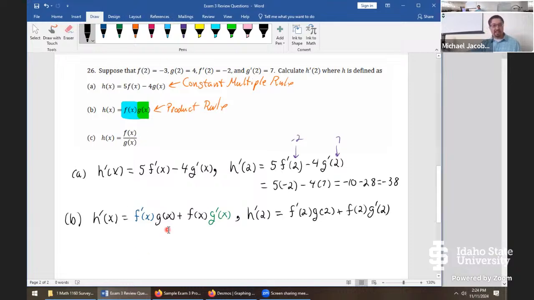So I've done really 2 things. Here, we did the product rule. Here, we took the result of the product rule and just set x equals to 2, so that we could calculate this h prime of 2 indicated above. Any questions at all, folks, to this stage?